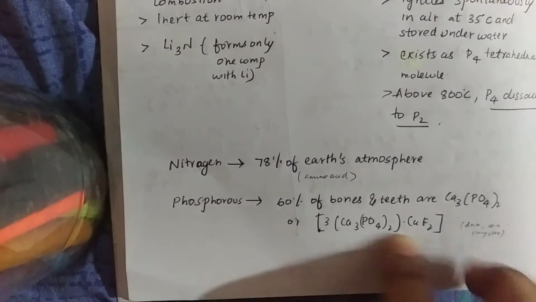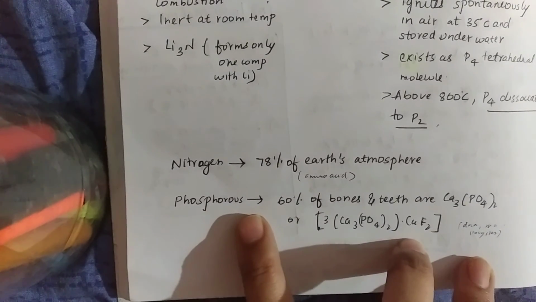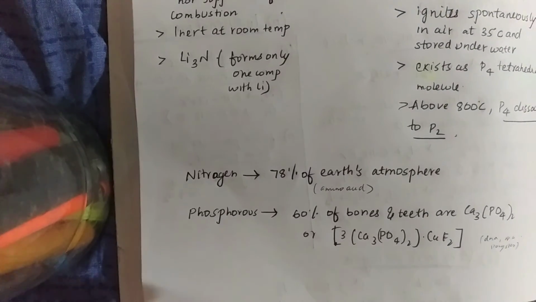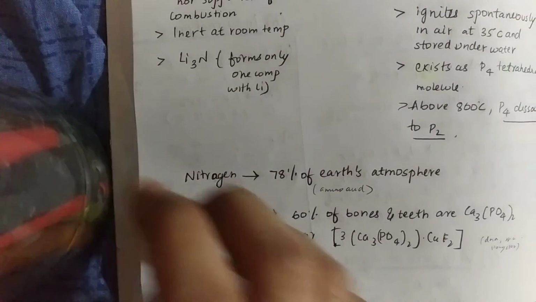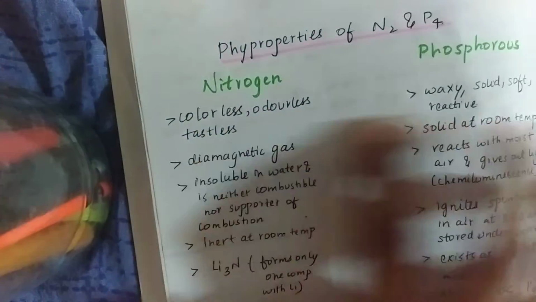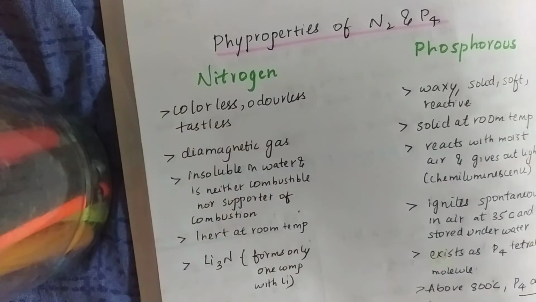Phosphorus is mostly in our bones and teeth, as well as DNA and RNA in our body. So it is 60% of our bones and teeth. So this is occurrence, and these are physical properties, and we have already discussed preparation. And this is all about our first video.